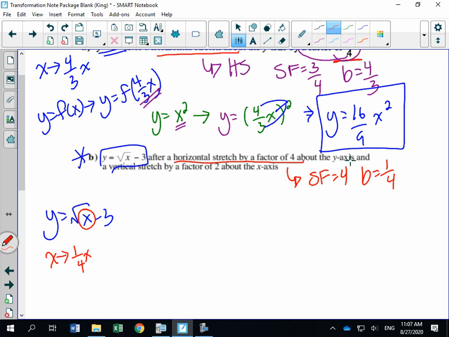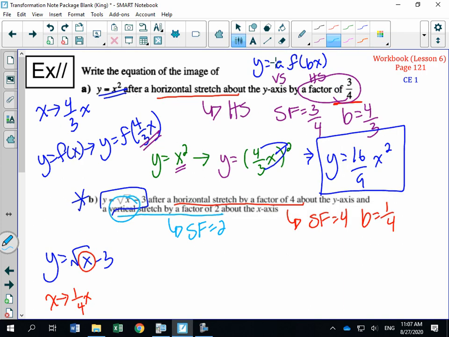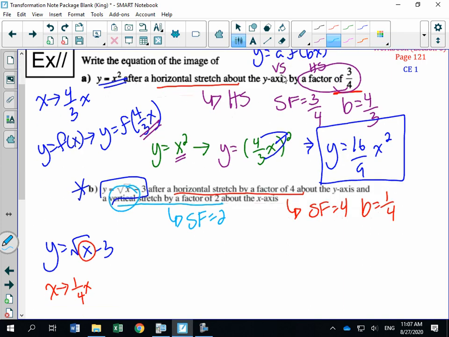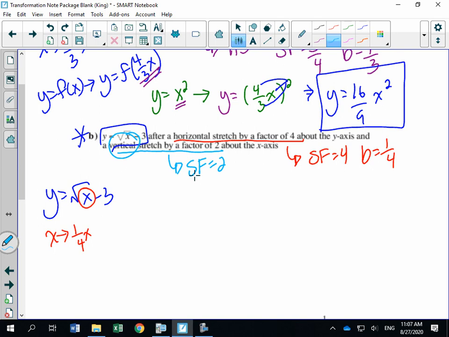And it says, please undergo a vertical stretch by a factor of 2. Okay, so stretch factor is equal to 2. If it's a vertical stretch, so let's scroll up to our little cheat sheet. If it's a vertical stretch, that's our A value. And remember, A value and stretch factor, they're the same. So the A value is going to be equal to 2.